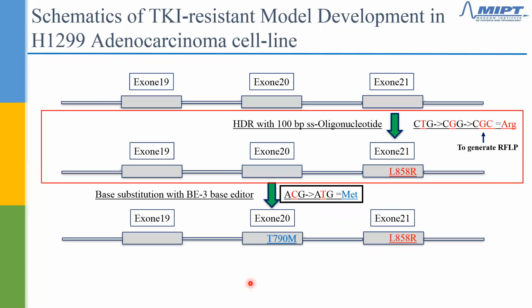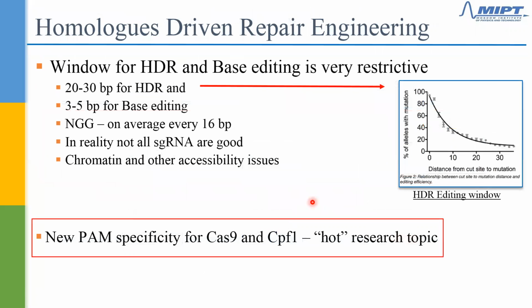First we're making mutation number 1. After obtaining this clone, we will make mutation number 2. And again, I already talked about those windows. If you will be doing the design, you should keep this in mind too. It's always important to have your target within the active window in order to use HDR, and particularly base editing. This has to be in your mind. That's why improving the specificity of Cas9 or Cpf1 is a hot research topic, increasing your targeting.